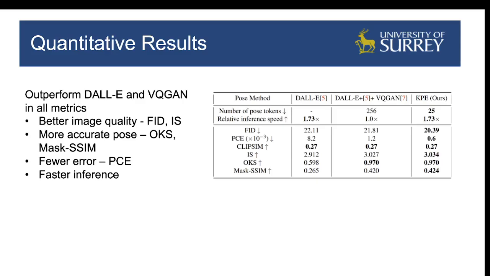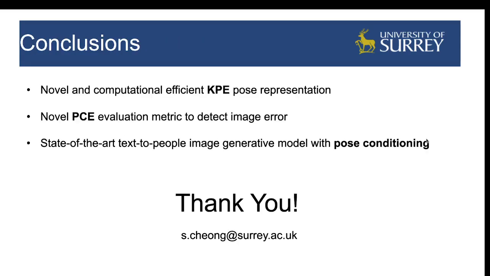As a result, we compare against DALL-E, which is text only, and DALL-E with VQ using skeleton pose encoding, and our method outperforms them in each of these categories. We have better image quality and, especially this one, lower error rates in the image.